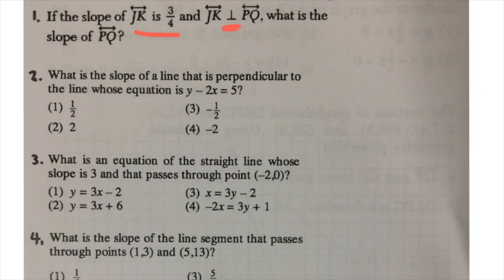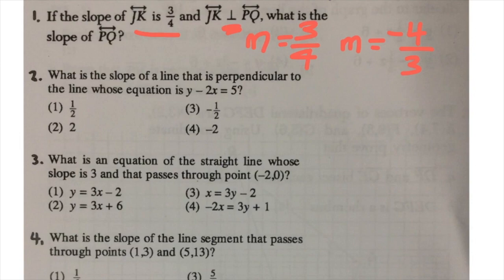They're telling us that JK and PQ are supposed to be perpendicular, and they want to know the slope of PQ. Well, if we're starting off with the slope, that's 3/4. And we want perpendicular, we want the slope to be completely opposite from the slope that we're given. So the opposite of being positive is negative. The opposite of the 4 being on the bottom is the 4 on the top. And the opposite of the 3 on the top is the 3 on the bottom.